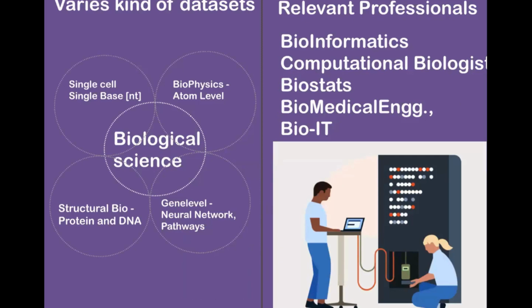So when I say data sets, right, it can be different. Some people want to analyze the data at the single-cell level. Some people want to do the analysis at the single-base level, in the sense of ATGC level. And recently there was a question on how to do the analysis on theoretical science, where biophysics comes into the picture and they want to go to the atom level. There are people who want to work on protein or DNA, which is structural biology. And people who want to go for neural networks and pathways, which is basically gene level. So when I say the data sets or the type of data, it's based on which question you are asking, what you actually want to study, right?